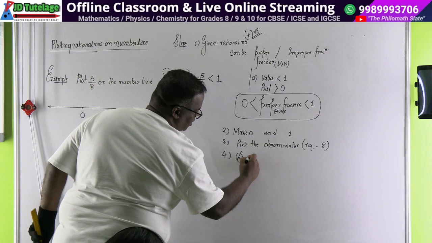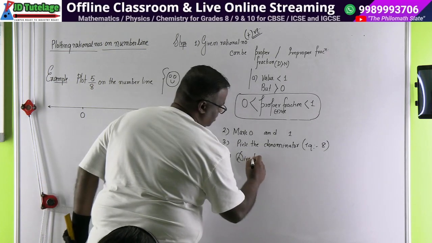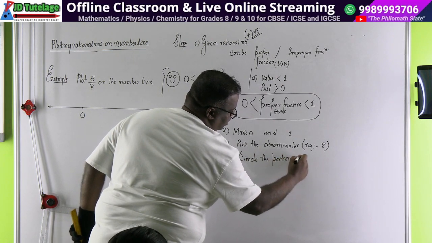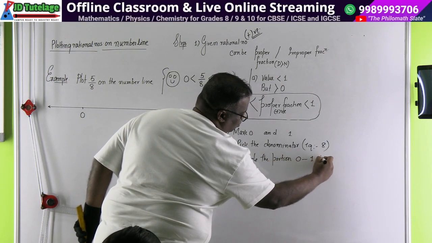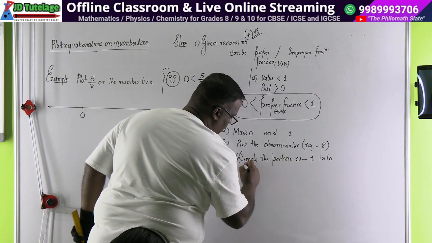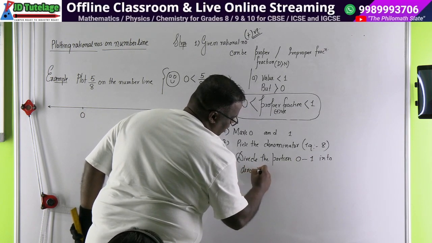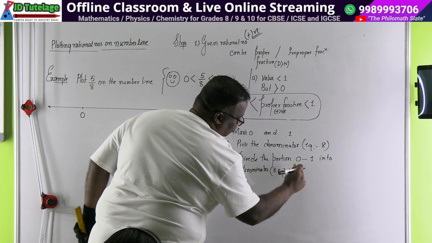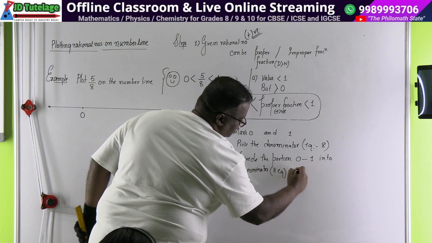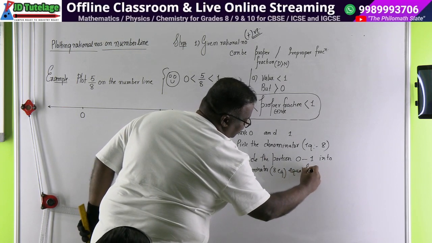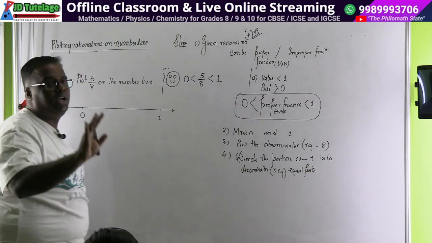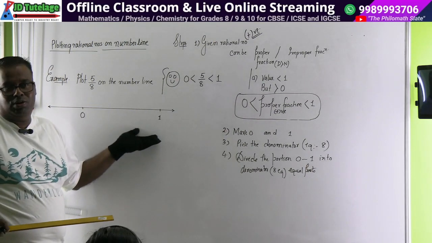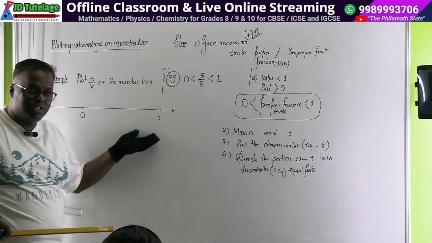And then I say divide the portion 0 to 1 into denominator, that is bracket 8. That is the example. Denominator equal parts. So if your denominator was 4, you will make it 4 parts. If your denominator was 8, you will make it 8 parts. Now look, how do I know how to make 8 equal parts out here? फंस जाएंगे पहले.